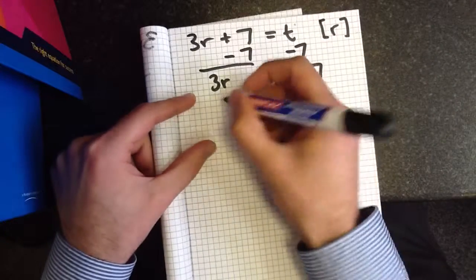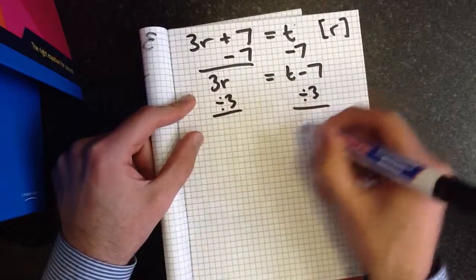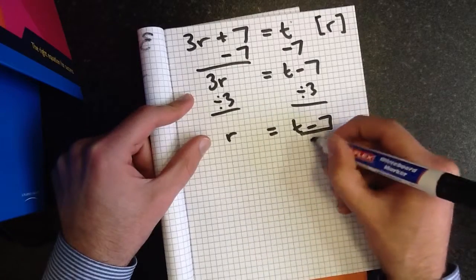To undo multiply by 3, I divide by 3. So I'm going to divide both sides by 3 there. So I'm left with R equals T minus 7 all divided by 3.